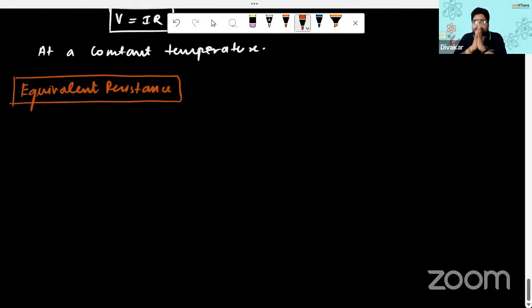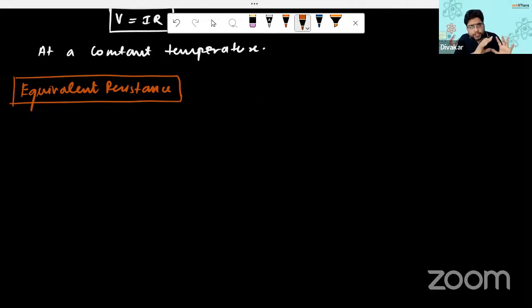Whenever you say, I want to replace a bunch of resistors with a single resistor, you are trying to make sure that the input and output are not changing. For example, if I have a laptop and I want to make it smaller, that's a point, but I don't want to compromise on the functionality of it. If my laptop starts working like a washing machine, it will not serve the purpose.